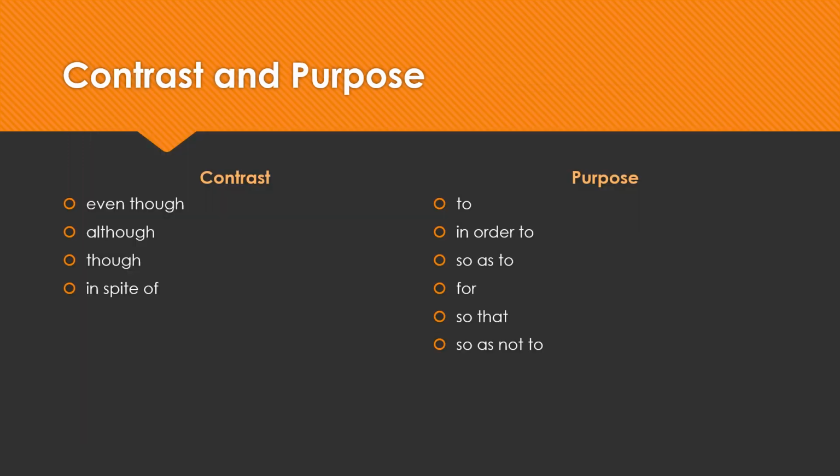To summarize, we have the clauses of contrast and purpose, and the connectors we have for contrast are even though, although, though, and in spite of. And when we want to express purpose, we have to, in order to, so as to, for, so that, and so as not to. So use this summary that you have in this slide for completing some exercises according to the contrast or purpose you want to express. And remember, the most important thing: use it when speaking, because it is going to give you more vocabulary and clearness when you speak.